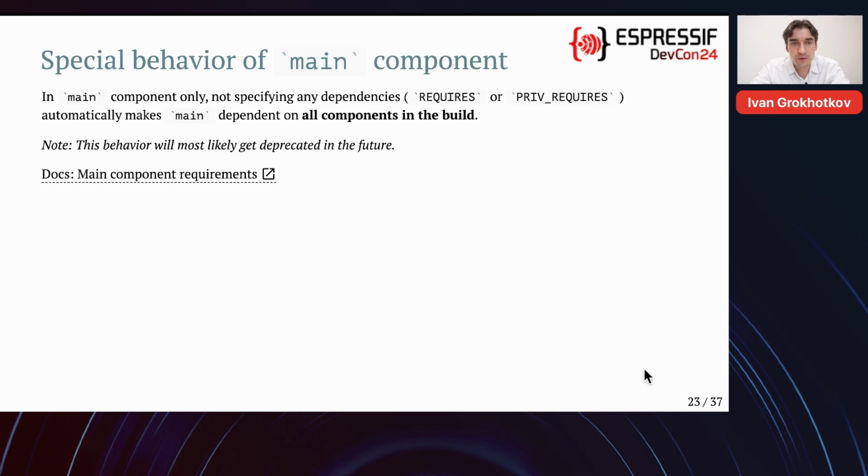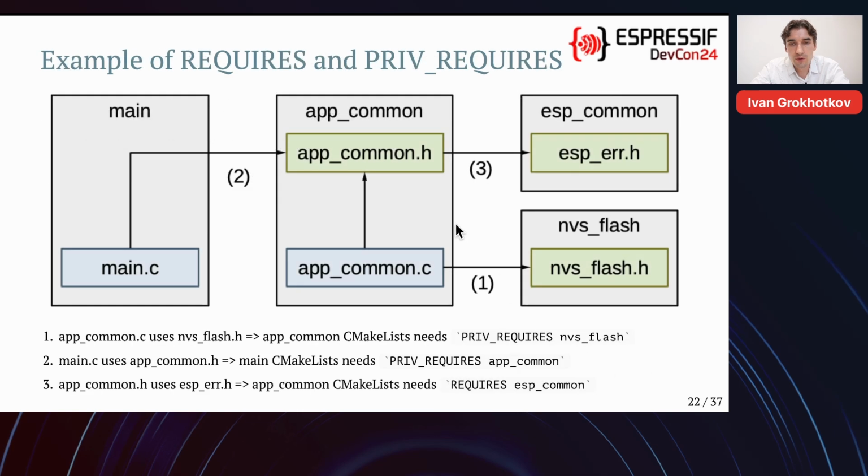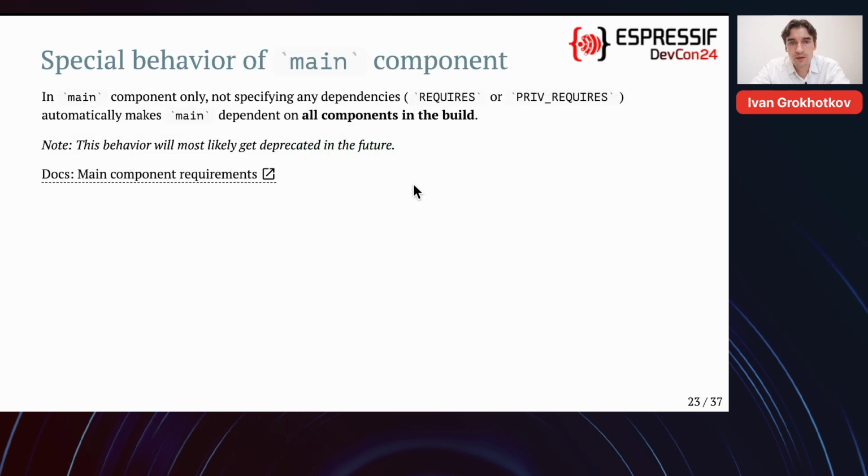When we had the app_common header file and app_common source file inside the main component, we actually didn't need to add the requirement at all, and the compilation succeeded. Why is that? Well, the main component is special in the ESP-IDF build system, and this is behavior that has been carried over from the previous GNU Make build system. In GNU Make, there was no concept of requirements between components, so every component in the build could use every other component in the build.